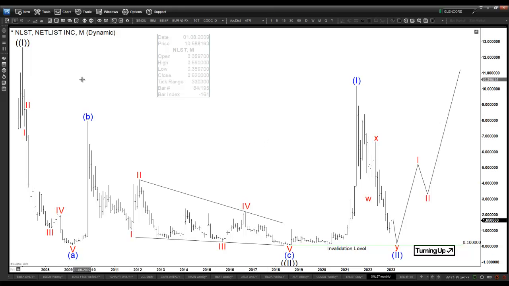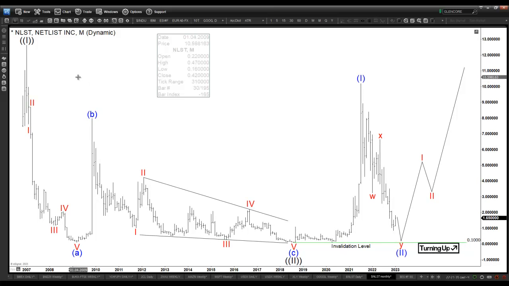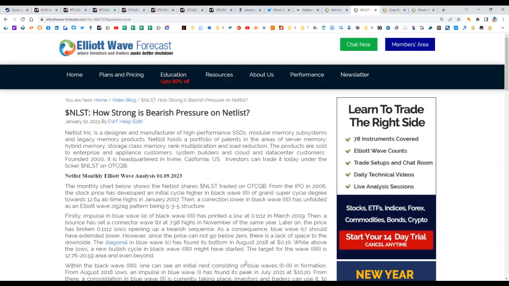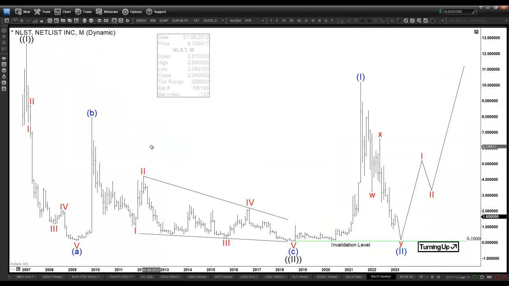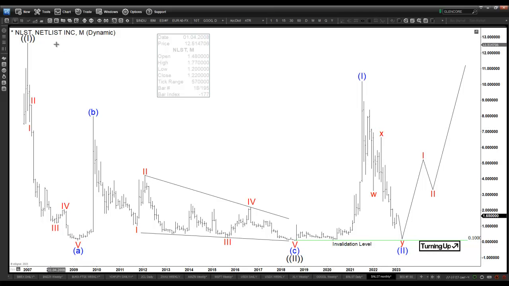So first of all, Netlist was founded in 2000 and the IPO happened in 2006. First of all on Nasdaq, and then it moved to OTCQB, but nevertheless it remains tradable, popular, and you can join it by buying it there once you understand their advantages.